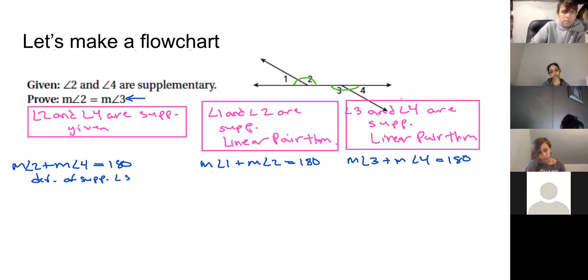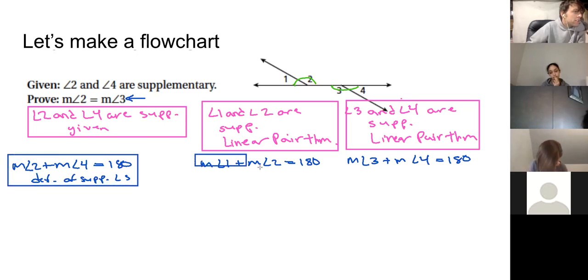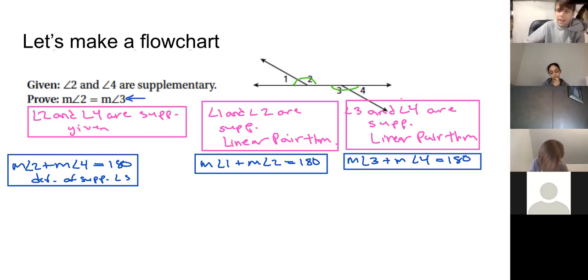I was trying to copy that, but that's okay. I'll just draw a box around them. I'm using the same reason for all of these. I don't feel like writing out the definition of supplementary angles 3 times. We'll just assume we know that, and I don't know that I have the space.